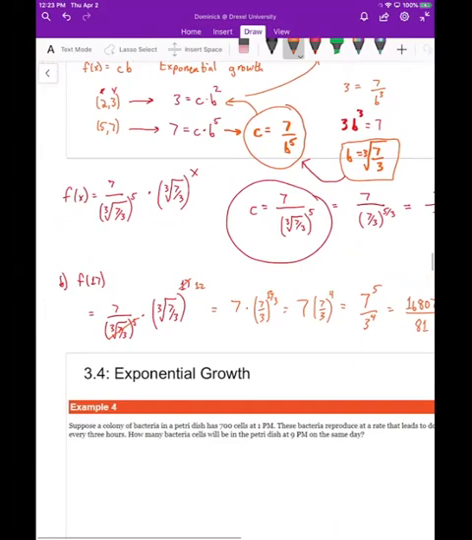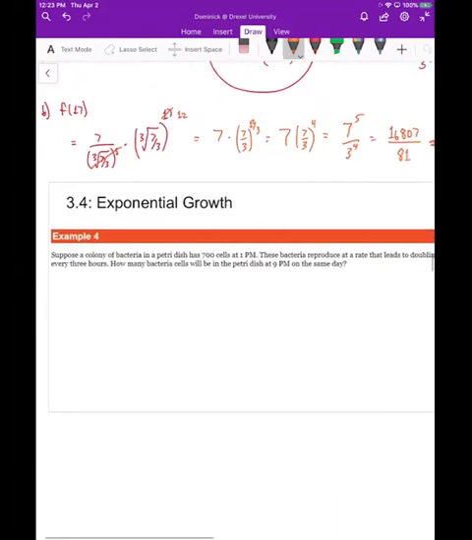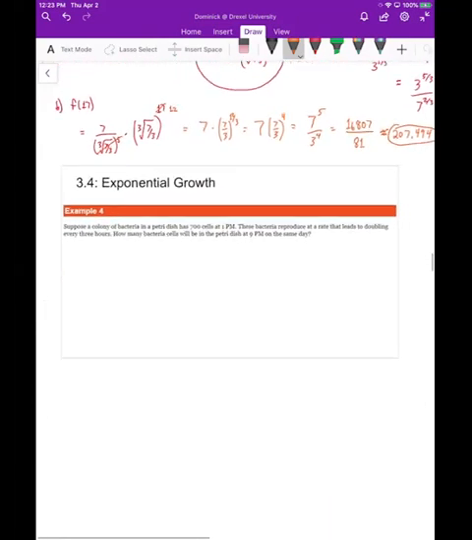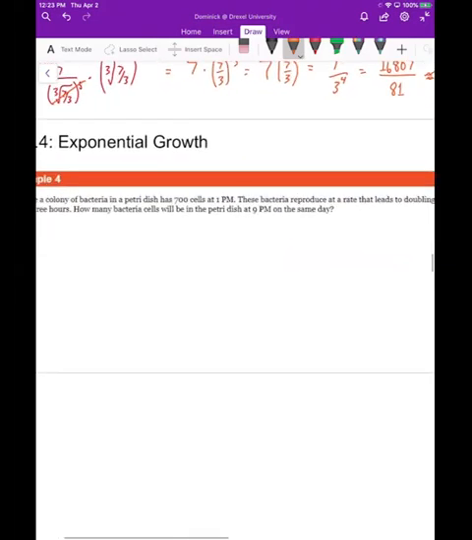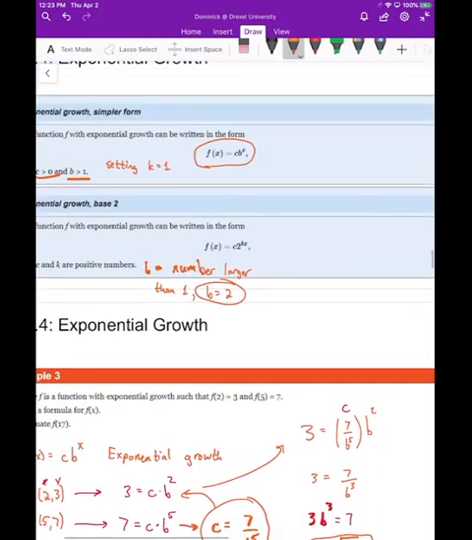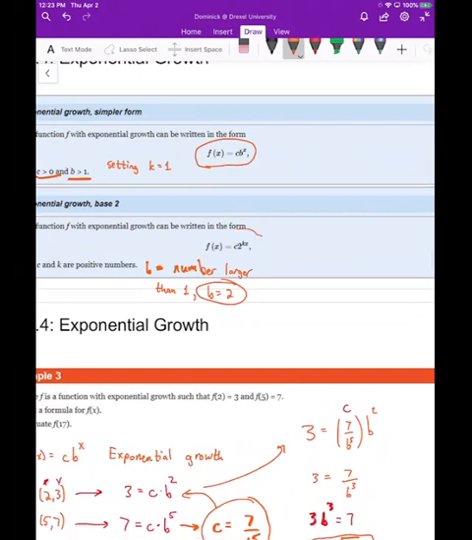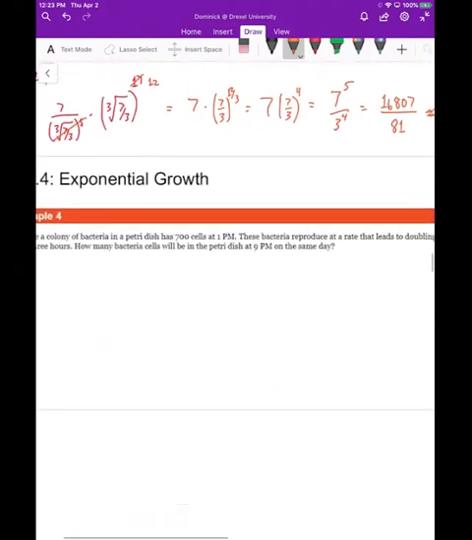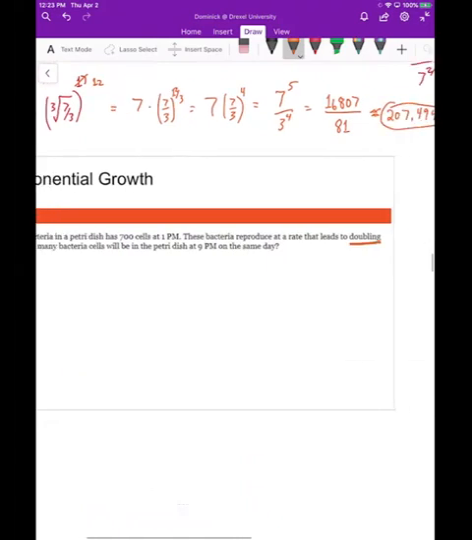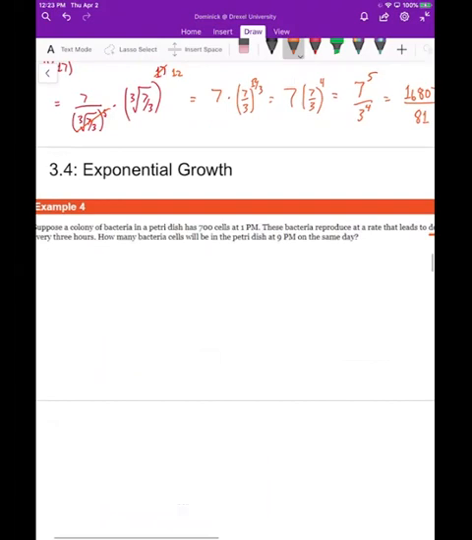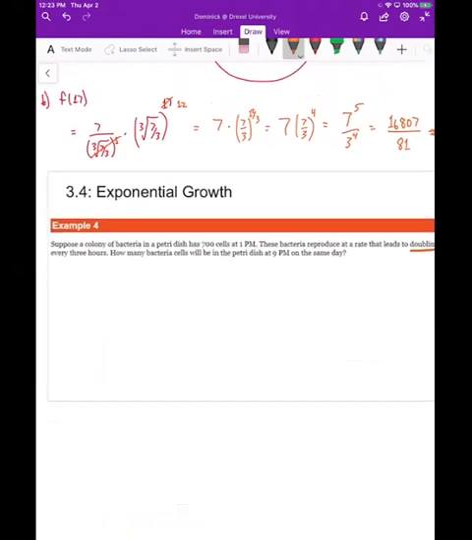Now, in this example, we're going to use the base 2 formula. We're going to use this one, C times 2 to the kx, and the reason why we're going to use that is because they say that we have doubling. I didn't read the problem first, but I saw it and wanted to make sure I mentioned that. So the model that we're going to use is f of x equals C times 2 to the kx.